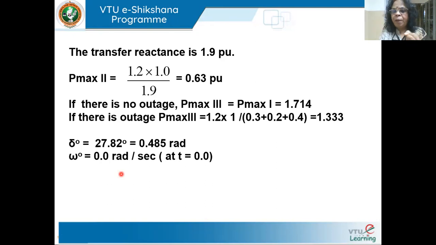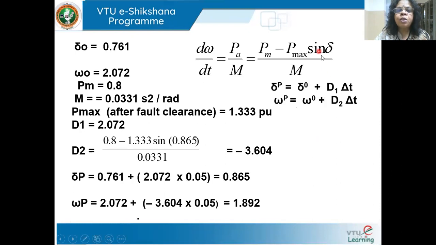I have delta naught, omega naught, right? I have Pmax 1, 2, 3: pre-fault, during fault, post-fault. And I know the equations. Clear? So I'll just show you one illustration of how you solve Euler's equation. Let us assume that at the beginning of a particular iteration, delta naught is 0.761. Delta naught means what I am starting the iteration with.